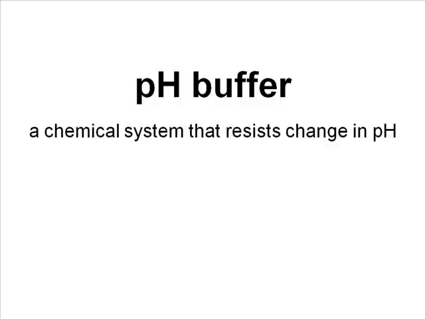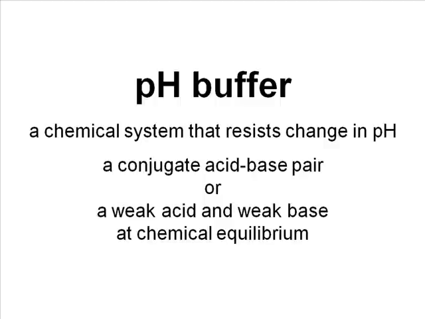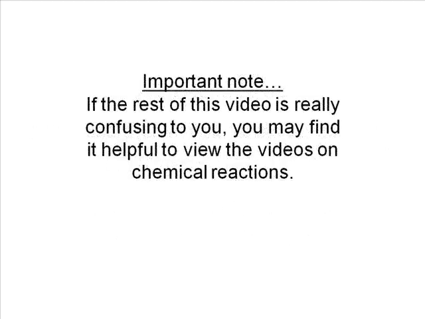Every pH buffer exists as a conjugate acid-base pair, a weak acid and a weak base together at chemical equilibrium. Now, as you watch the rest of this video, if you find it confusing, you may want to jump ahead and view the videos on chemical reactions from the energy series of videos. It will probably help you make more sense of this. But I'm going to plow ahead right now, and again, if you're confused, go watch the chemical reaction videos first and then come back to this one.